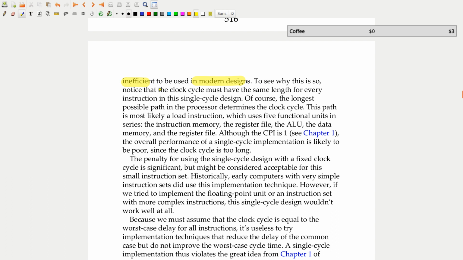One of the things we need to see is that the clock cycle must have the same length for every instruction. So whether we're doing an instruction that's short or an instruction that's long, we have to make sure that the clock cycle is long enough for every case. We can't have a variable length clock. So the longest possible path in the processor determines the clock cycle, often called the critical path. This basically means that every time we're not doing the longest instruction, we're losing time.